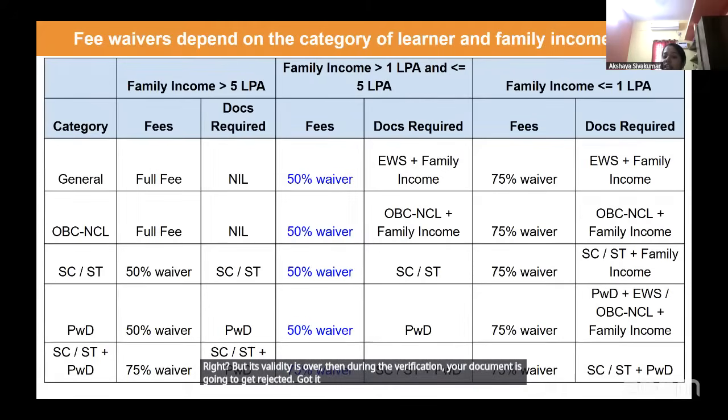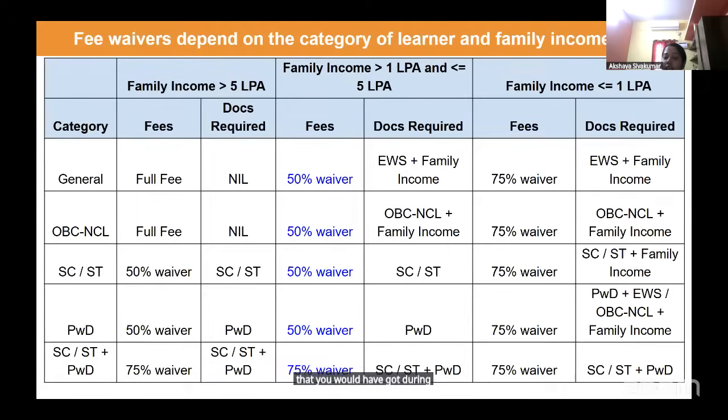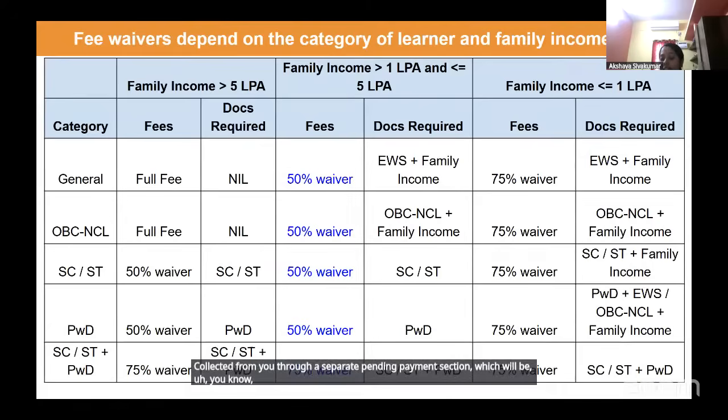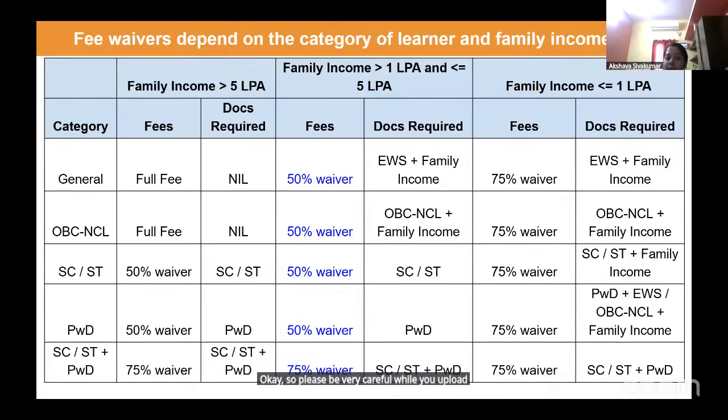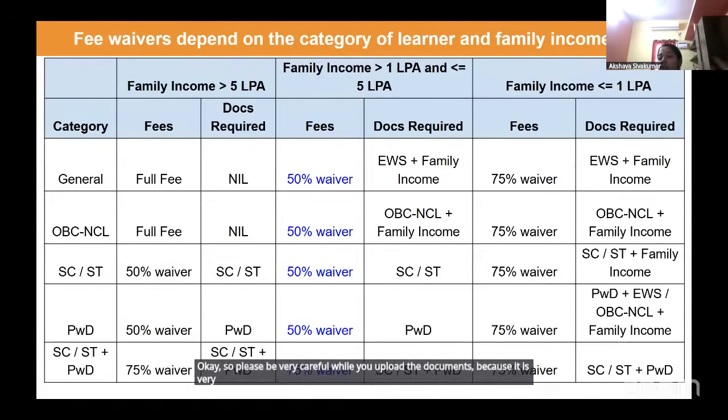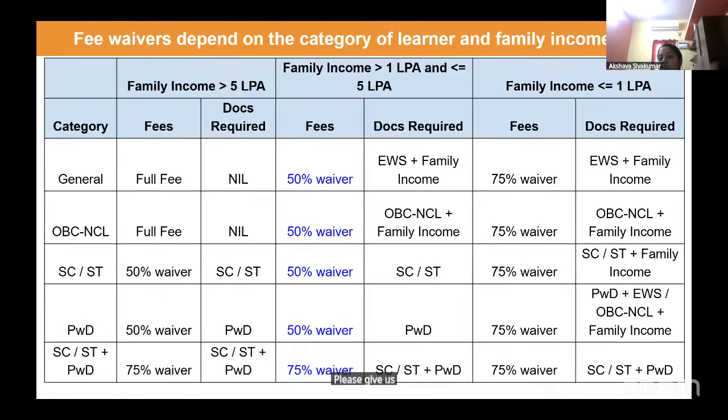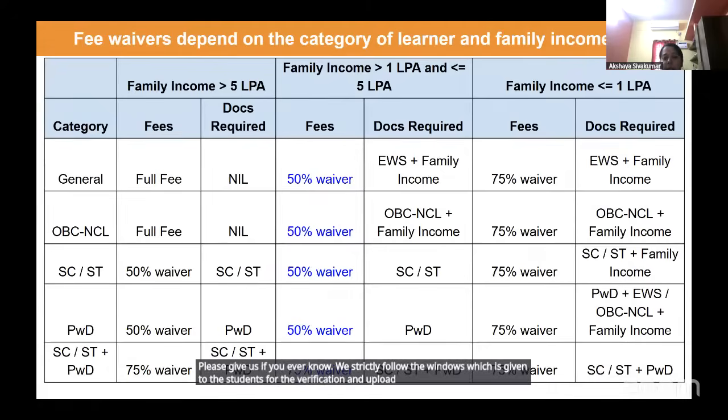Got it? The waiver that you would have got during the registration will be cancelled, and the remaining fee will be collected from you through a separate pending payment section, which will be updated in the transactions and payments tab of your student dashboard itself. So please be very careful while you upload the documents, because it is very important in order to get a fee waiver. Later, you cannot come and say that now we have the updated document, please give us the fee waiver. No, we strictly follow the windows which are given to the students for verification and uploading purposes.